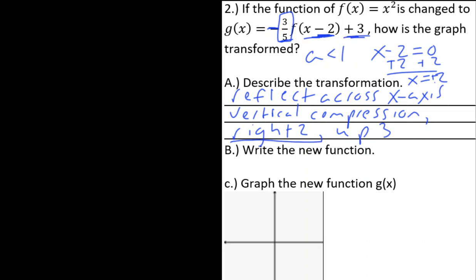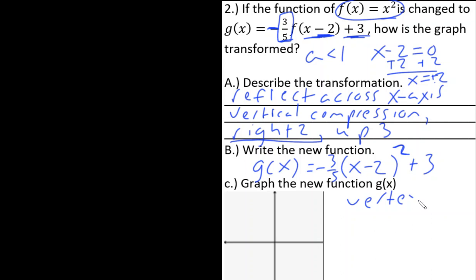Now for writing the new function, I write g of x equals, and what I want to do is I want to leave a space, parentheses x, leave a space, parentheses, and remember this is a quadratic function, so I have to make sure that my function is being squared. And from here, our a value is negative 3 over 5. We have x minus 2 plus 3. Well, we know that our vertex is actually at positive 2 comma 3, and our a value is equal to negative 3 over 5. So let's see how this changes the graph.